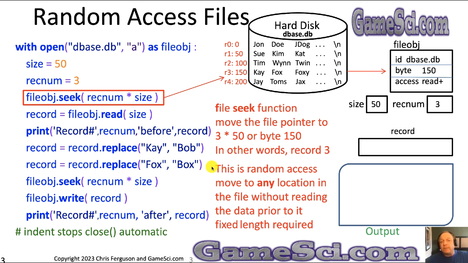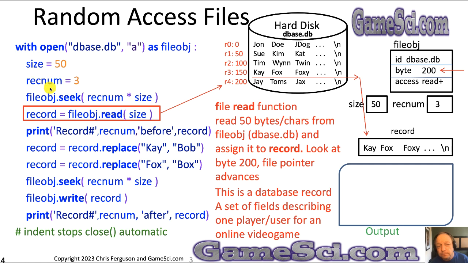This is the random access. Move to any location in the file without reading the data prior to it. A fixed length record is required. We just did sequential access. To get to this record in sequential access, you have to read every line of this file to get to kfox. Random access said just jump to this position without reading the previous data.